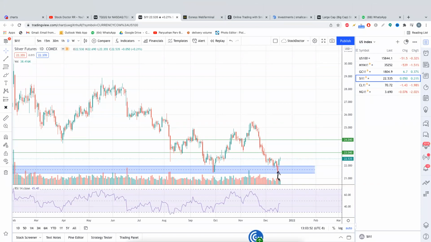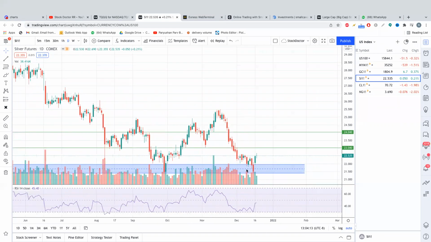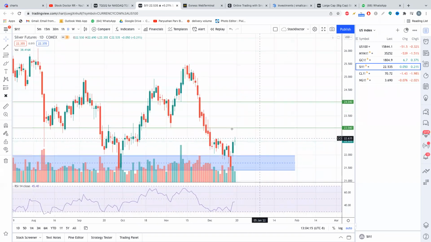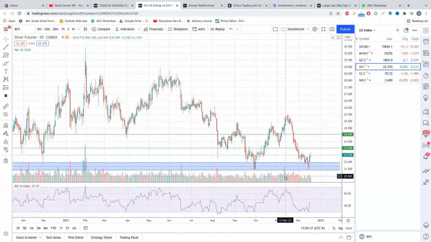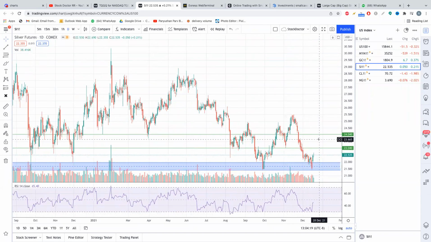Now what is the reason? Previously it had support here and then it bounced back from here to this point. Now it got support here and bounced back, because the other important point was that the RSI was over-exhausted. Now on the daily time frame, we don't have any price action which says that silver is bullish. It took the support and bounced back from there, that's fine.